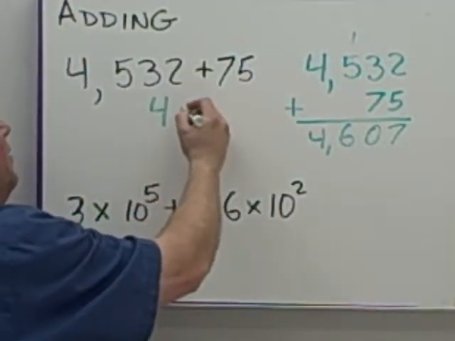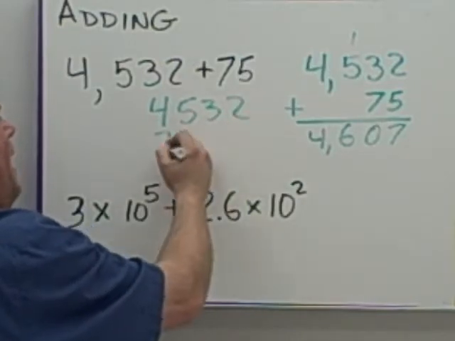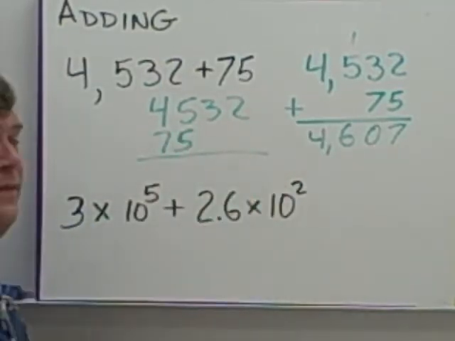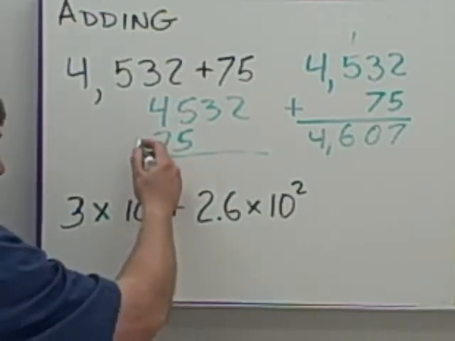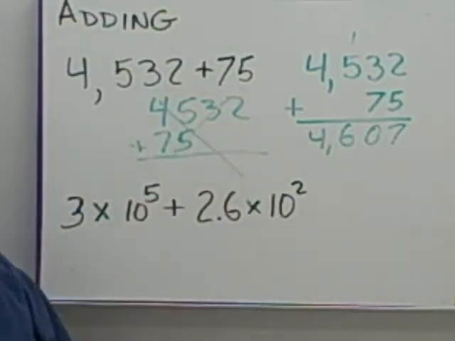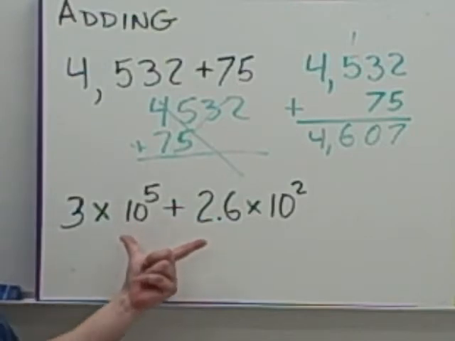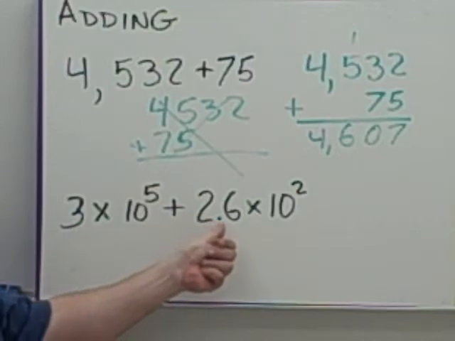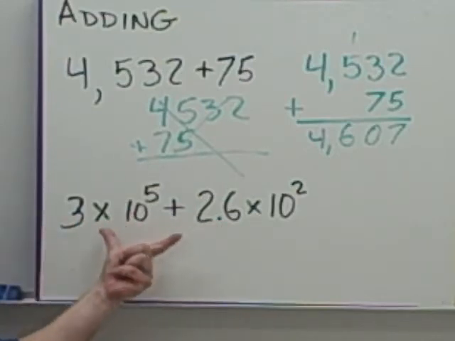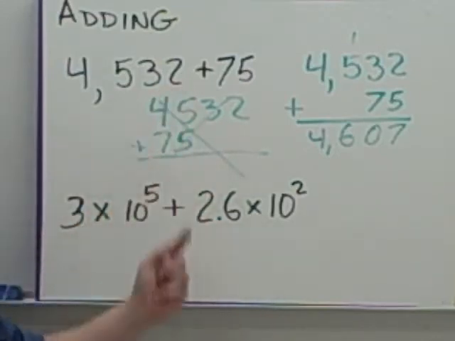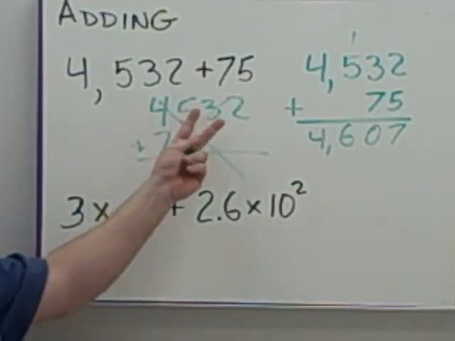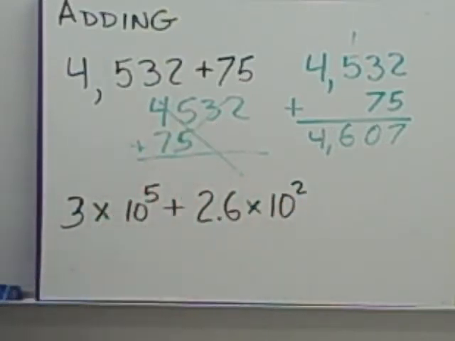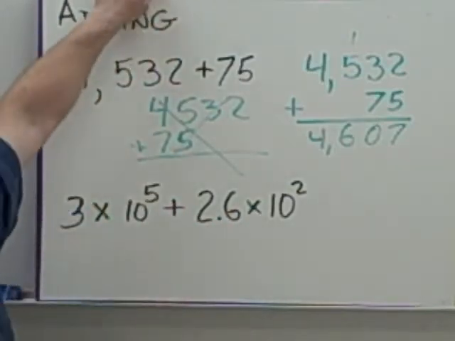You would not add 75 to the 45 there. That is just wrong. So if you're given a problem like this with scientific notation, you don't want to be adding the 3 and the 2.6 together directly, because that's like doing this. You need to make sure you have the same exponents on the tens, otherwise you are not doing the operation correctly. And there is a way to adjust these.